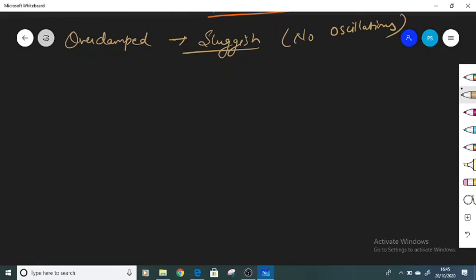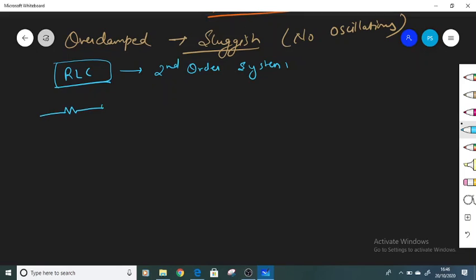I'll just take one example of second order system. We are going to take RLC circuit. We are going to discuss about RLC circuit. This RLC circuit actually belongs to second order system. We can have a circuit with resistance, inductance, and a capacitance. Okay, and we apply input voltage V into it. This is R, L and C, and we are going to take the output across this capacitance. This is the circuit.